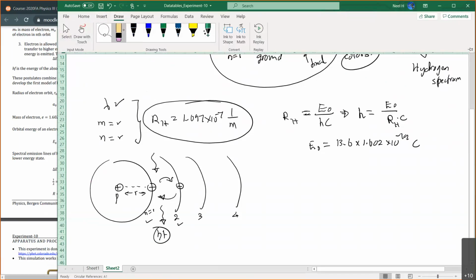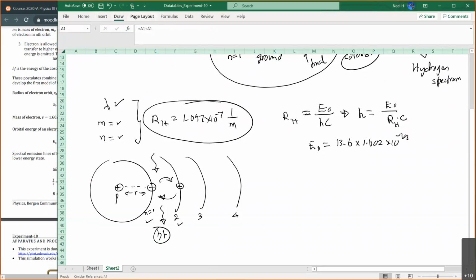So, which means I know E0, and c is just 2.99 times 10 to the 8 meters per second. By using these two and the calculated RH, we can estimate h. So we know what h should be. That is 6.626 times 10 to the negative 34. That is the basic quantum constant. That is the Planck constant, right?